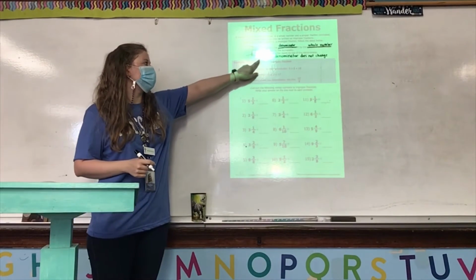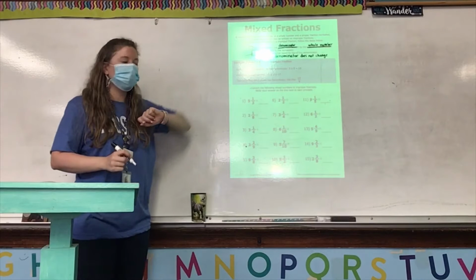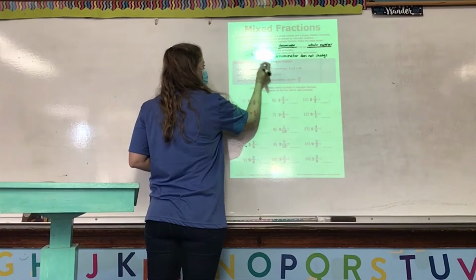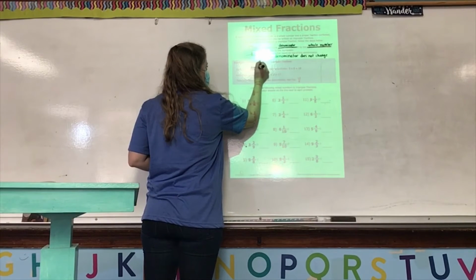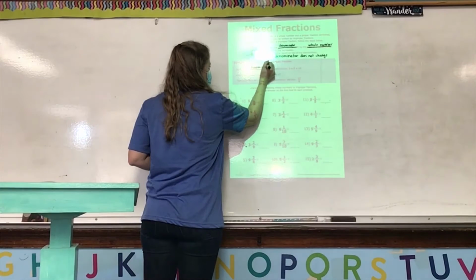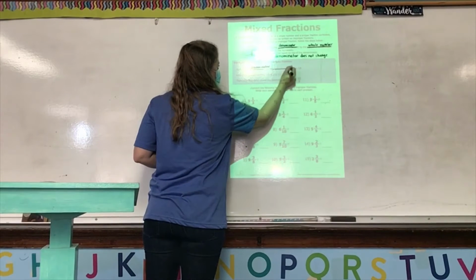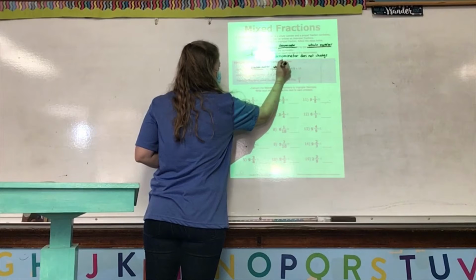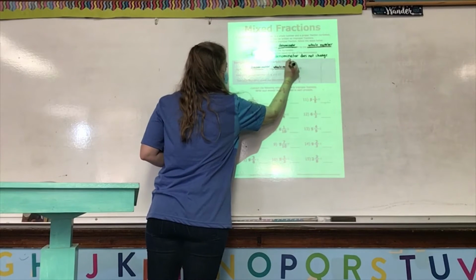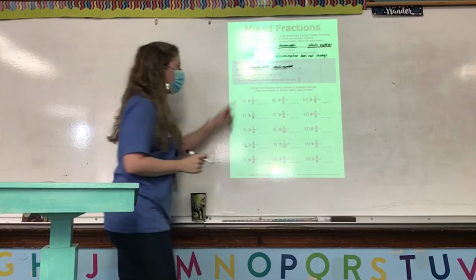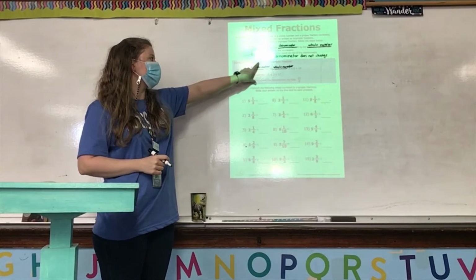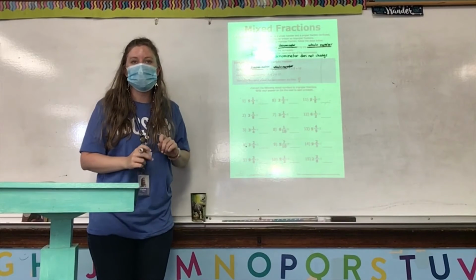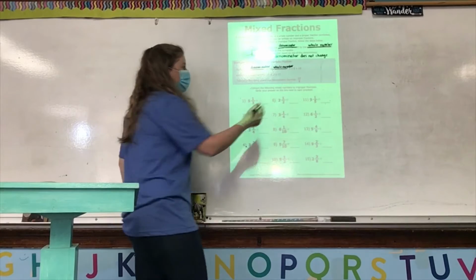Example: convert 3 2/5 to an improper fraction. First, we're going to multiply the denominator by the whole number. Our denominator is 5. Our whole number is 3. 5 times 3 is what, class? 15.